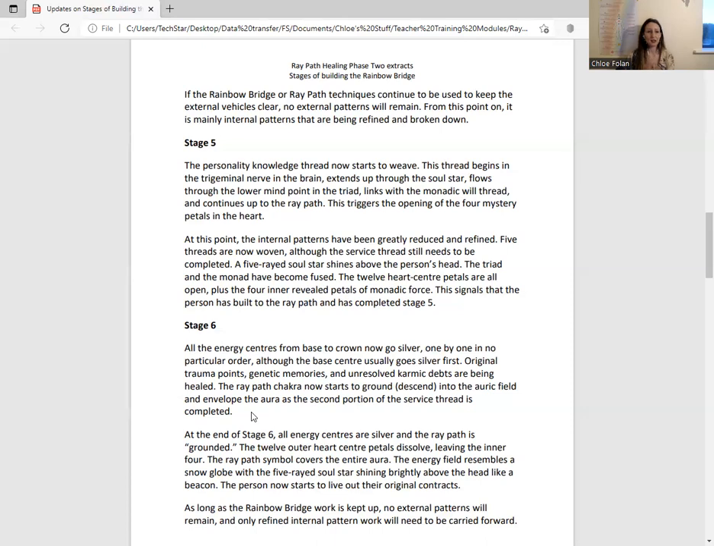This would usually take someone maybe about 6 to 7 years of Rainbow Bridge or Ray Path work to get near stage 6. Sometimes it might be a little bit quicker. It depends on where someone was with building the Antahkarana before starting Rainbow Bridge or Ray Path. But just giving a general realistic guideline, it does take around the 5 to 6 years, sometimes 7 mark, and it also depends on how much time commitment someone has to their clearing techniques.